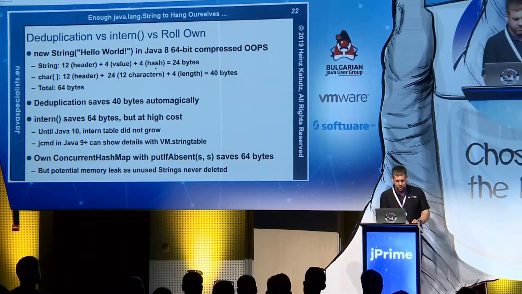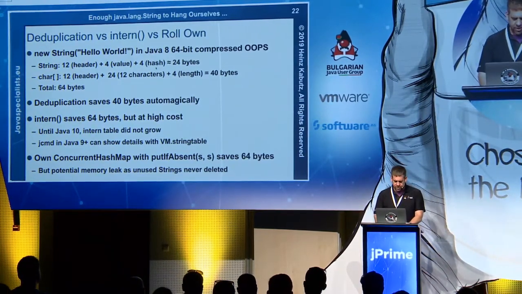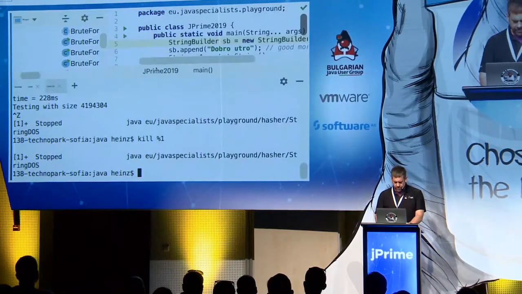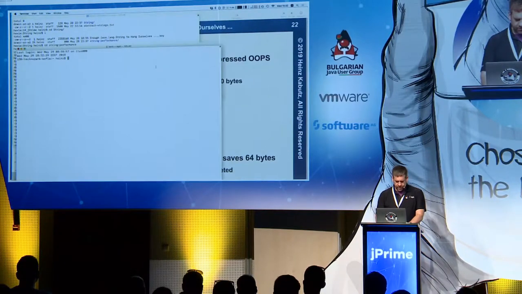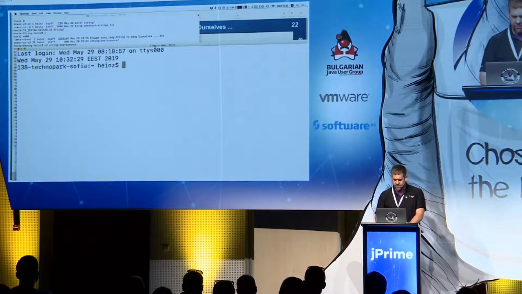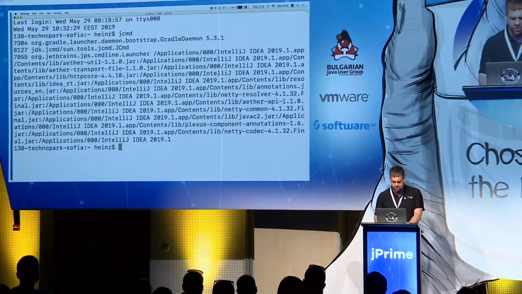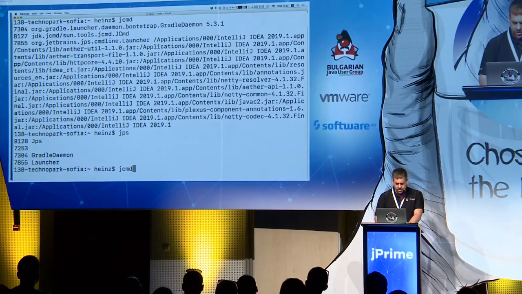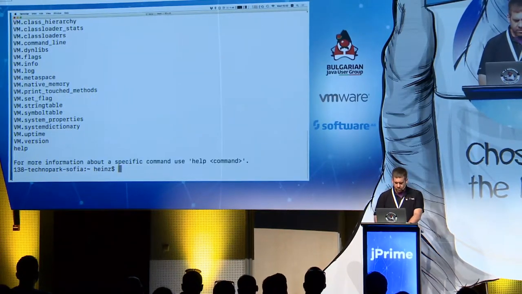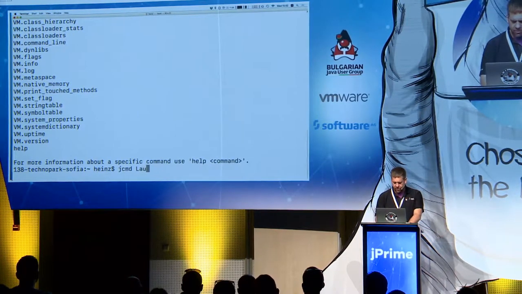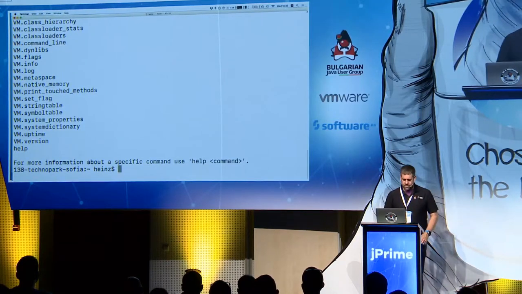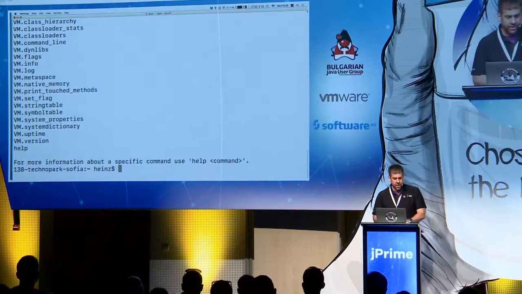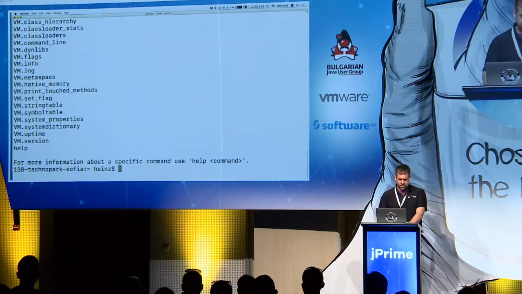With jcmd, Java 9 onwards, you can show details about the string table. So for example, let's go to command prompt. Let's make this a bit bigger. If I type jcmd, it shows me the names, or jps might be better. So the program I want is this one here, the launcher. You can either say jcmd 7855, or you can say just the name, which is also pretty convenient. In case you run the program again, it would be a different process ID.